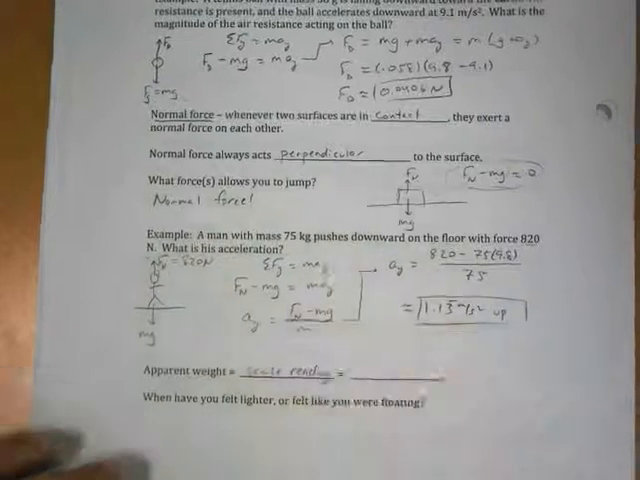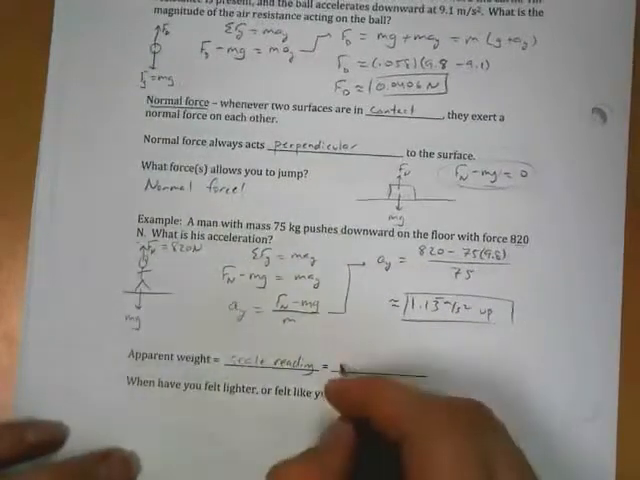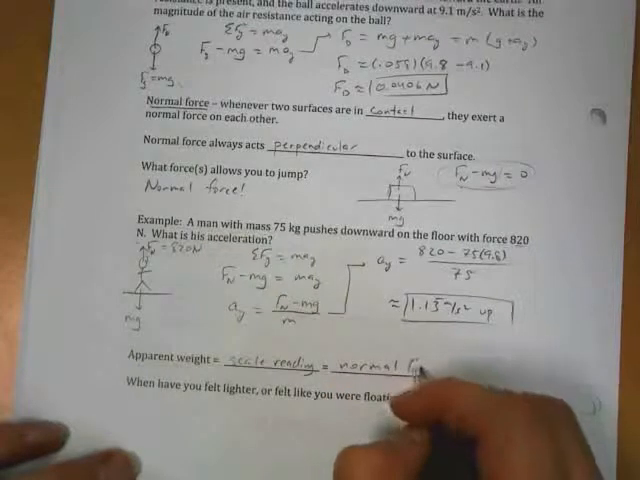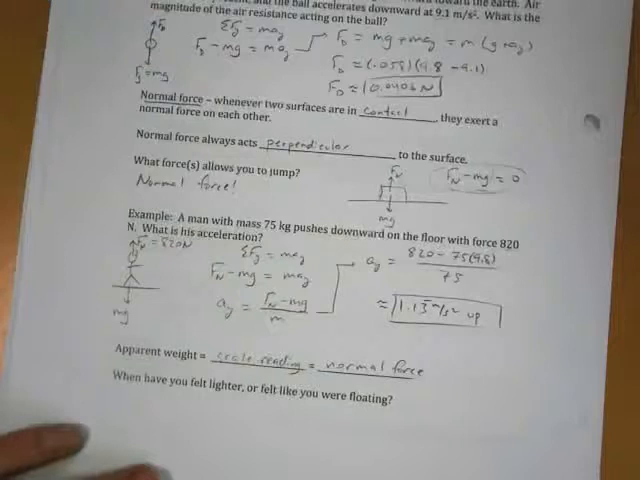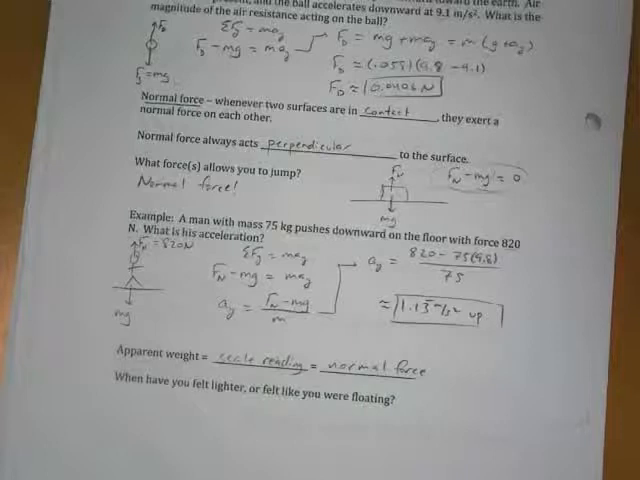What a scale actually knows is how much upward force it is exerting on you, or how much force you are exerting on it. Same thing. But what a scale actually reads is normal force. You may have noticed this if you step on a scale. When you're just standing there, it tells you your weight or your mass. If it tells you your mass, what it's actually calculating is a force, and then it's calibrated to divide by 9.8 to figure out what your mass actually is.